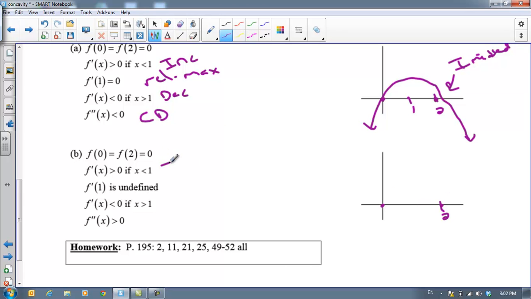Let's try another one where f of 0 and f of 2 are both 0. I'm going to be increasing until I get to 1. Then I'm going to have a sharp turn or an undefined derivative. So I'm going to say a corner or a sharp turn. And then f prime is negative. That means I'm going to be decreasing. And f double prime is positive the entire way. I have to be concave up, or part of a smile.